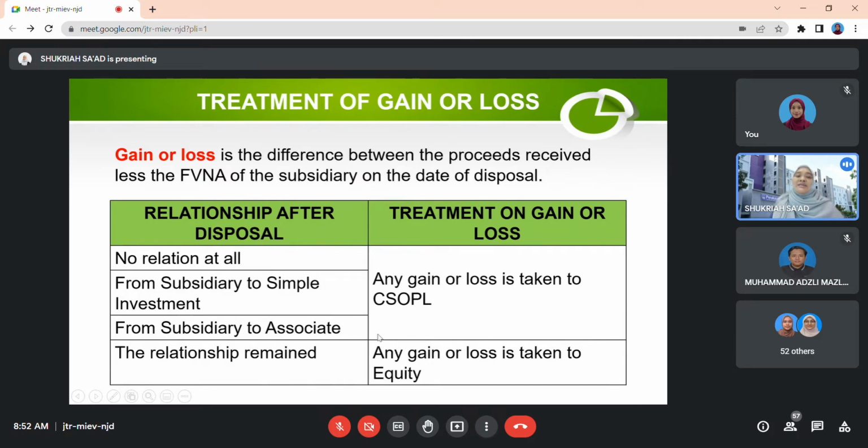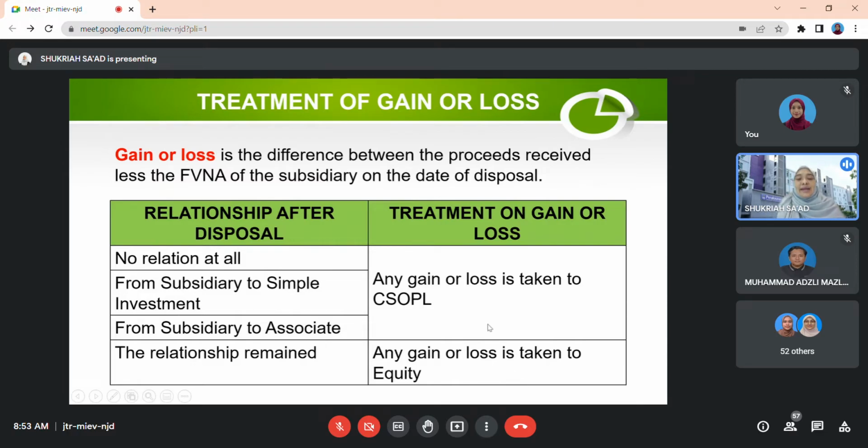Disposal, for disposal you must have a subsidiary becoming an associate. For an increase, an associate becoming a subsidiary. Okay, for the relationship remain, meaning a subsidiary remains as a subsidiary, any gain or loss should be treated in other component of equity. Meaning it should be treated as equity. Right? So should be treated as equity. Meaning where do we put it? In SOFP. Okay, under equity, heading equity, under the item other component of equity.